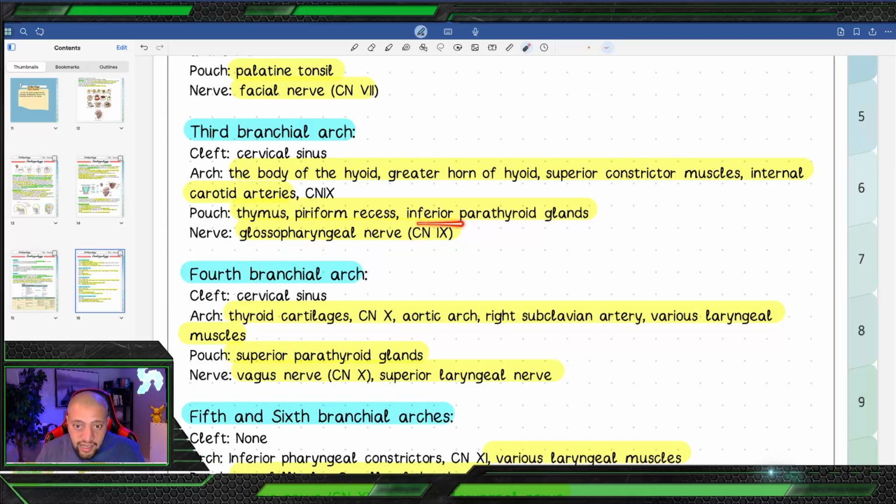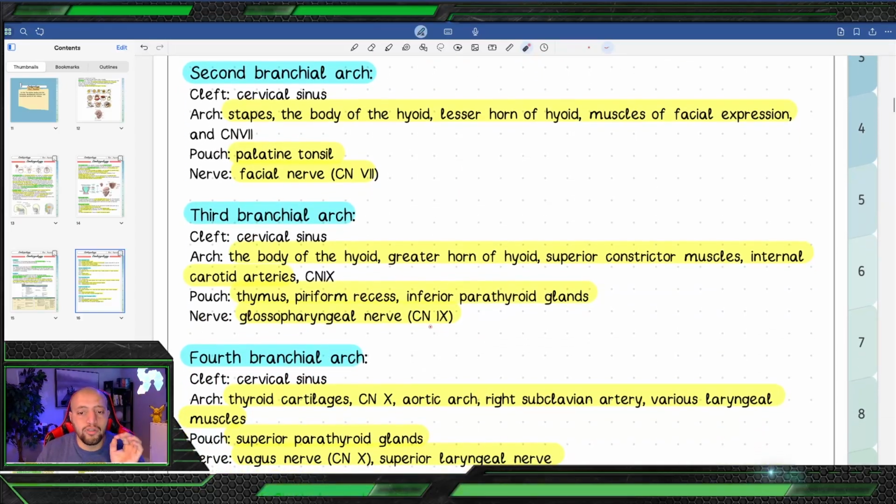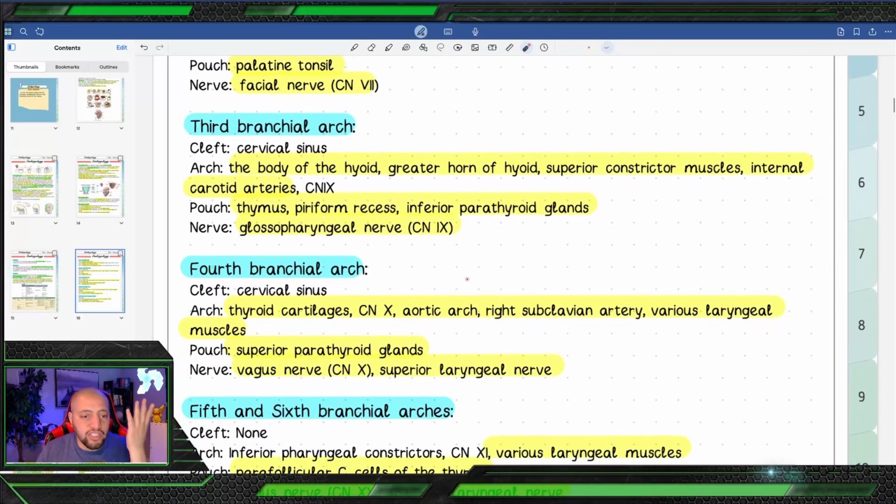Please, I wrote it here, not just as 9, because sometimes he will ask you which of the following cranial nerves comes from the third pharyngeal arch, and give you the symbols. So please, please don't lose a question because you don't know the meaning of such symbols.